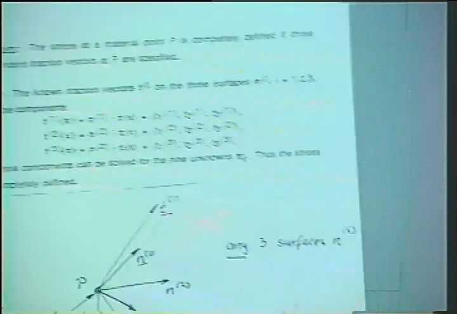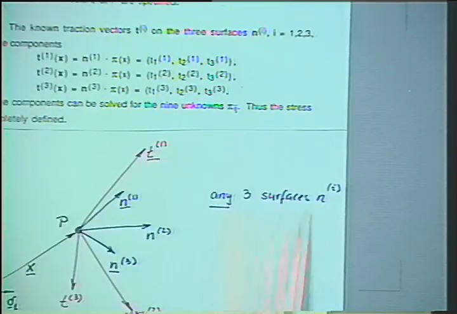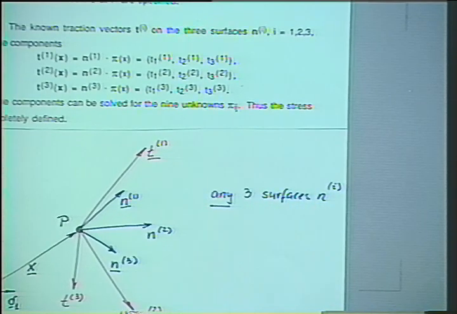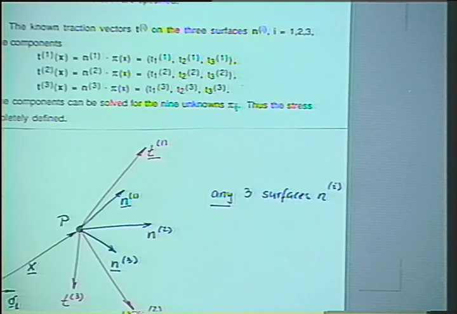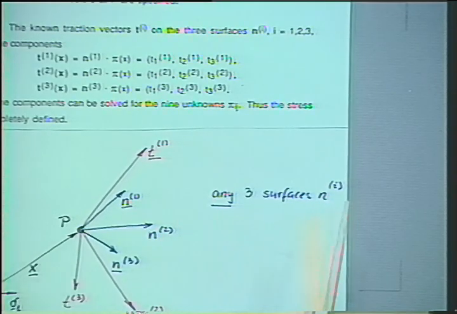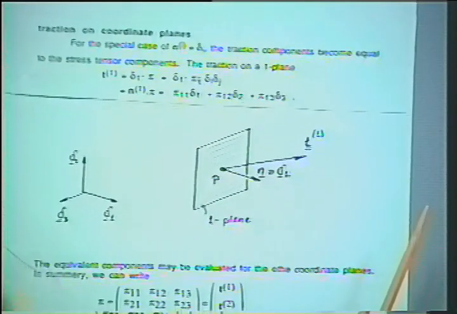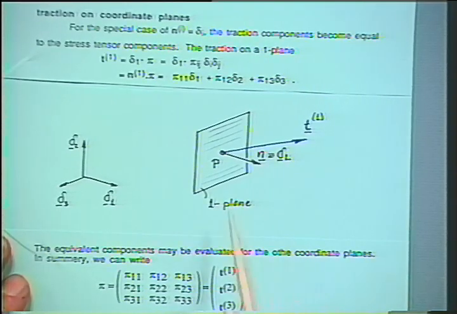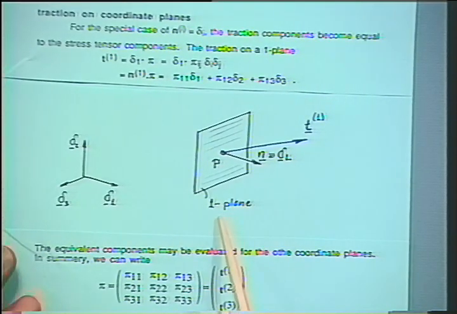And note that we can choose any 3 surfaces dA. We can choose any 3 linearly independent traction vectors and have all the information. For convenience, we will not use arbitrary traction vectors. We will use a more simple format. We will pick planes which are normal to the coordinate axes.